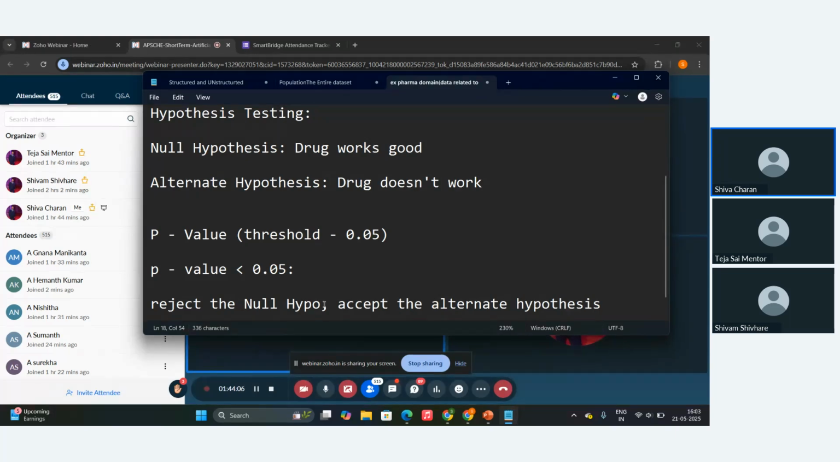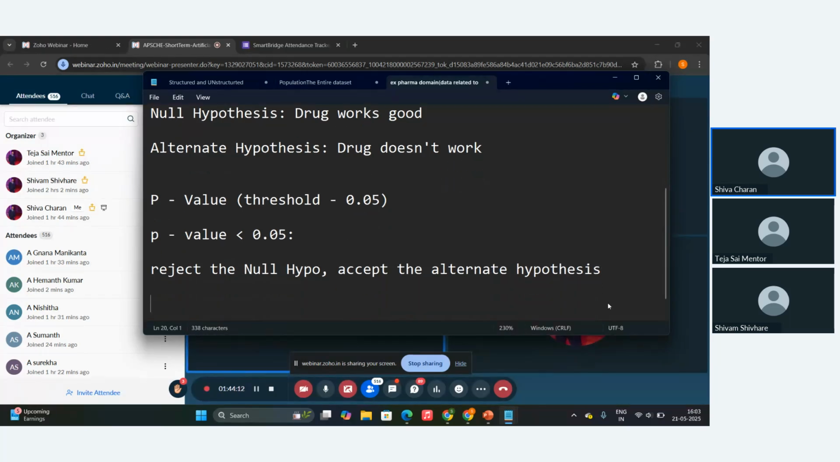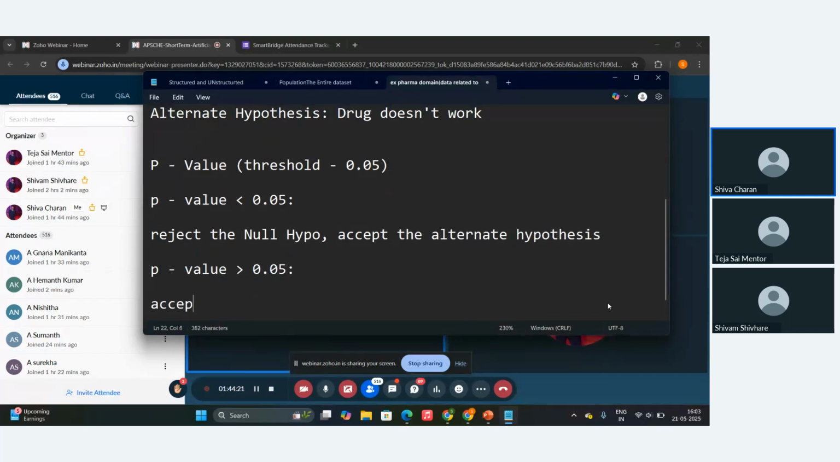But I mean, that means rejecting the null hypothesis means accepting the alternate hypothesis, right? Okay, that is fine, but if the p-value is greater than 0.05, then in that scenario, accept the null hypothesis, then reject the alternate hypothesis.